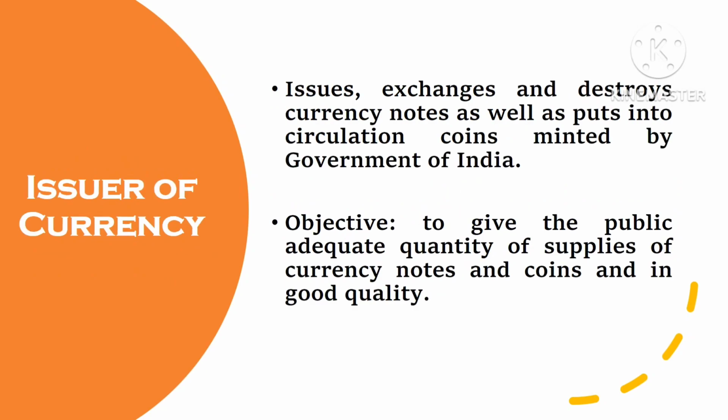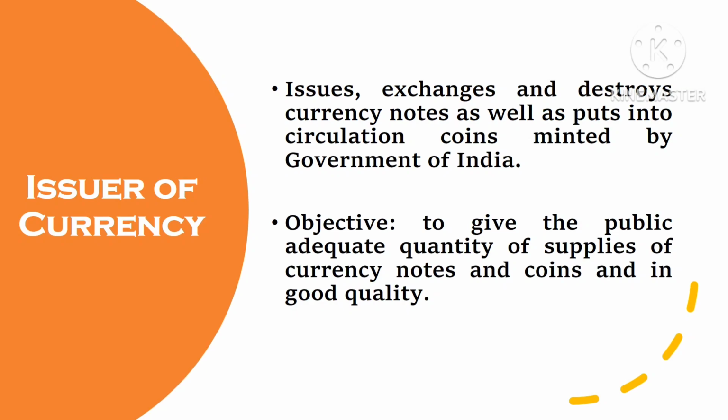So the next is issuer of currency. RBI is also known as the issuer of currency. RBI issues, exchanges and destroys currency notes as well as puts into circulation coins minted by Government of India. Objective is to give the public adequate quantity of supplies of currency notes and coins and in good quality. In India, government is the issuing authority of coins. These coins are minted in 4 mints located in Mumbai, Noida, Kolkata and Hyderabad, and these mints are owned by Government of India.